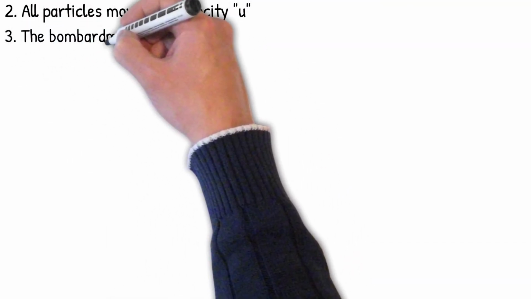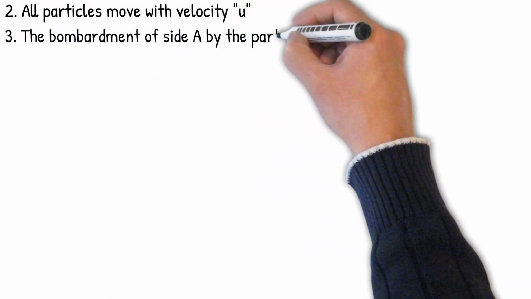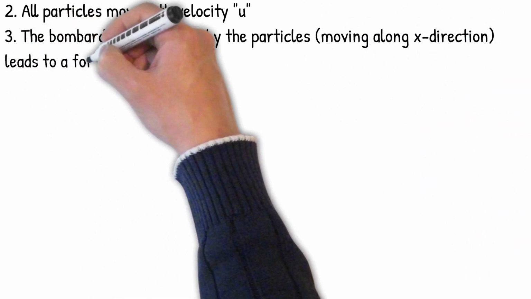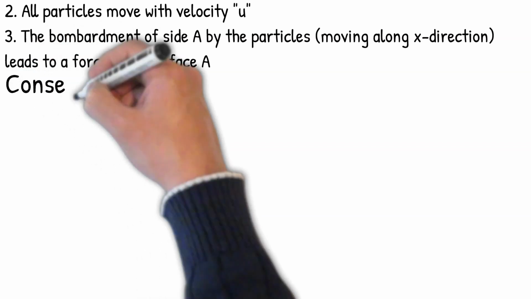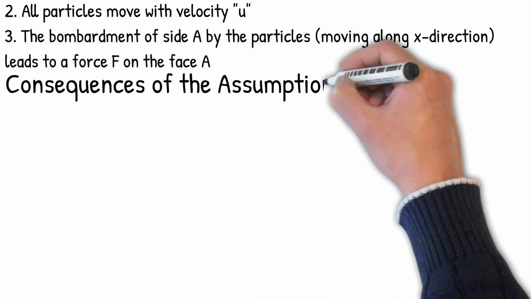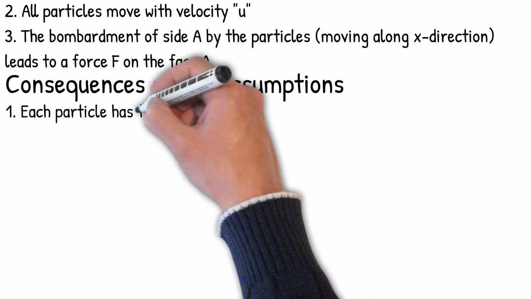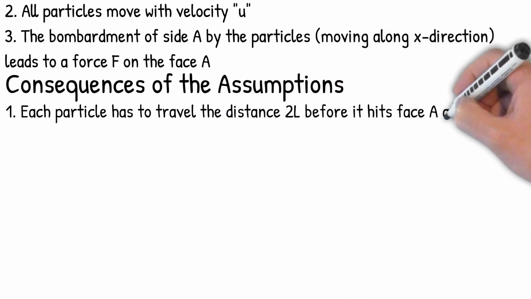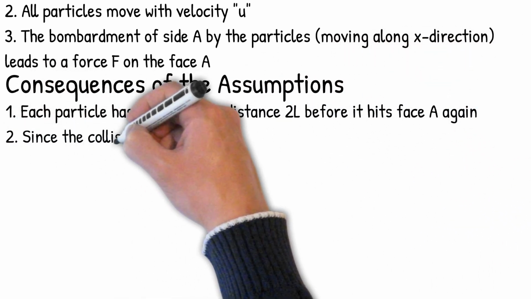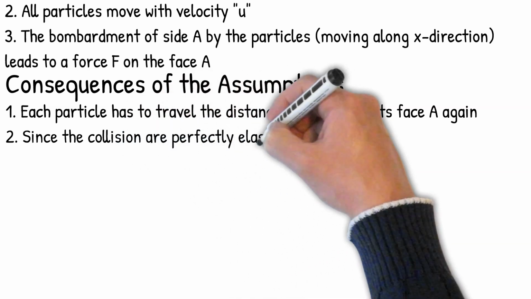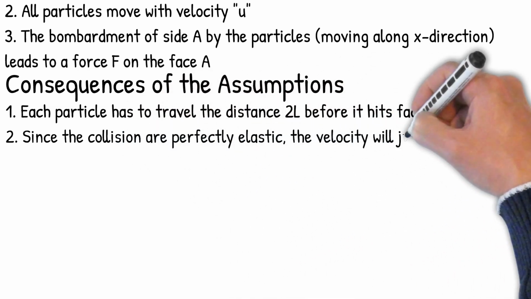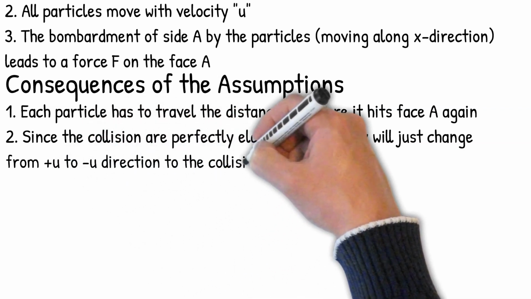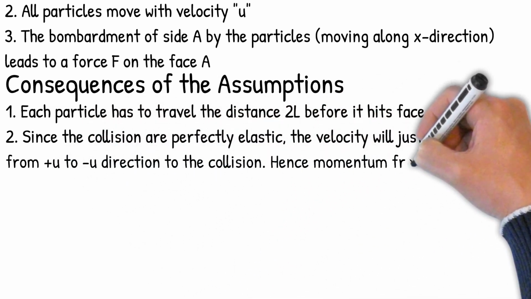Number 3. The bombardment of side A by the particles moving along the x direction leads to a force F on the face A. Consequences of the assumptions. Number 1. Each particle has to travel the distance 2L before it hits face A again. Number 2. Since the collisions are perfectly elastic, the velocity will just change from positive u to negative u after the collision. Hence, momentum changes from positive mu to negative mu.